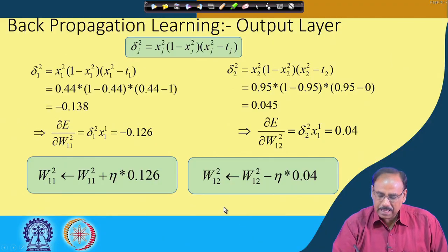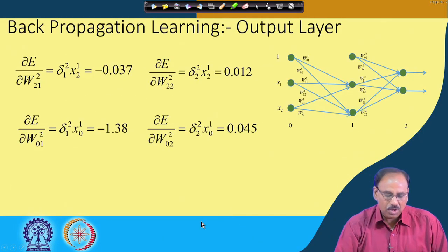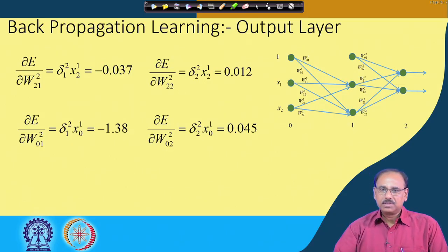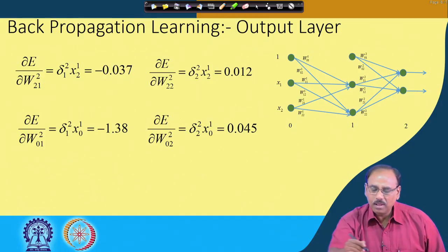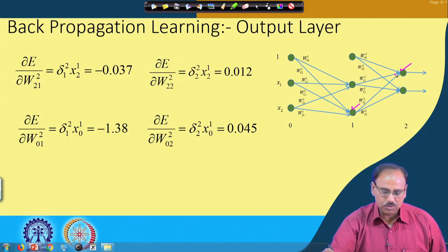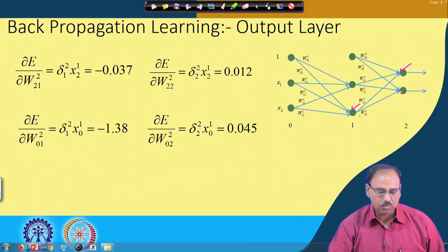Similarly, in the same manner, I can compute W21, or the updation of W21. That means the connection weight from the second node of the hidden layer to the first node in the output layer. This is W212, and also W222, which is the connection weight from the second node in the hidden layer to the second node in the output layer.